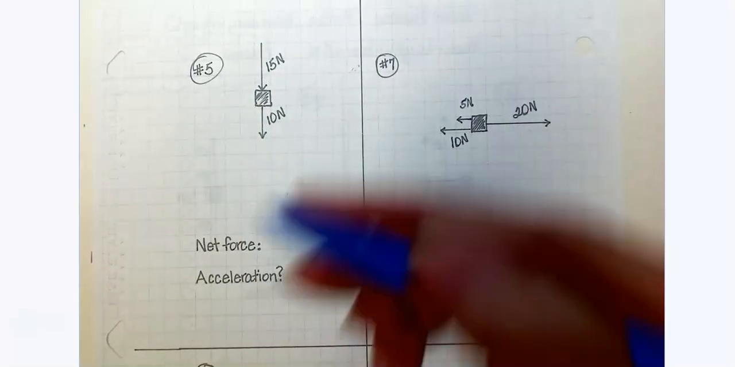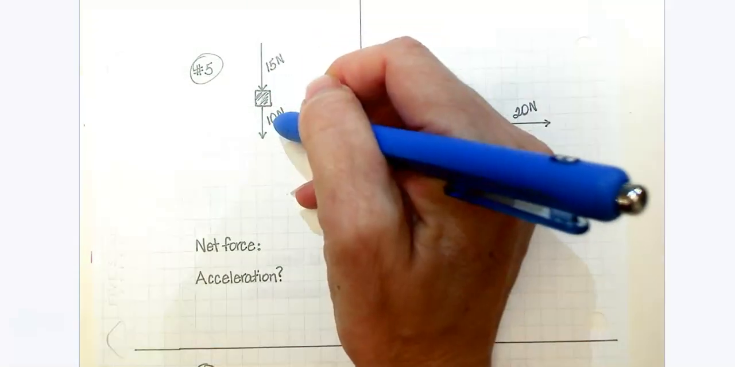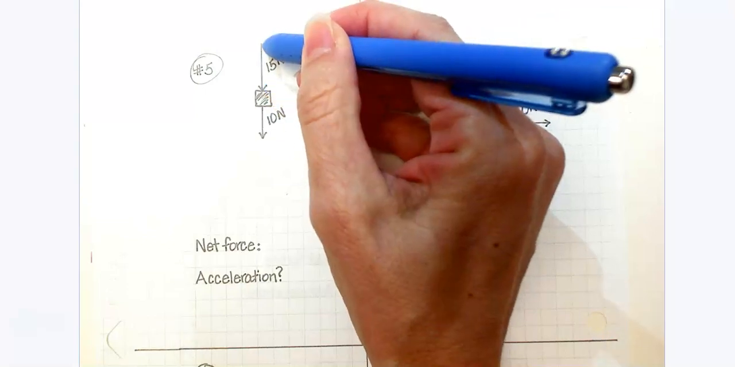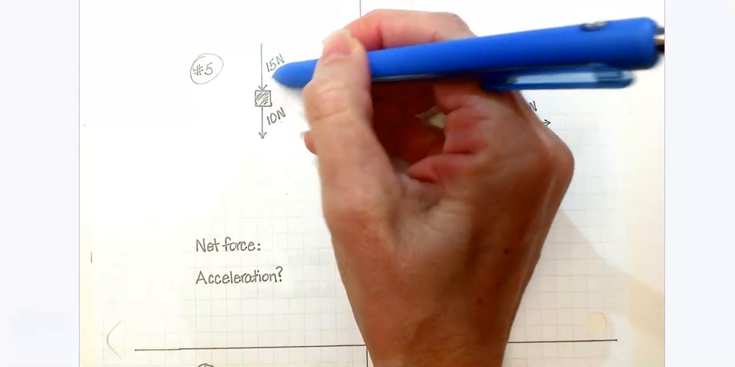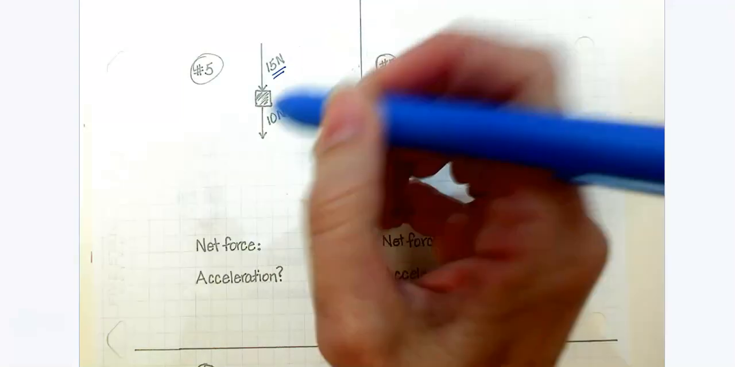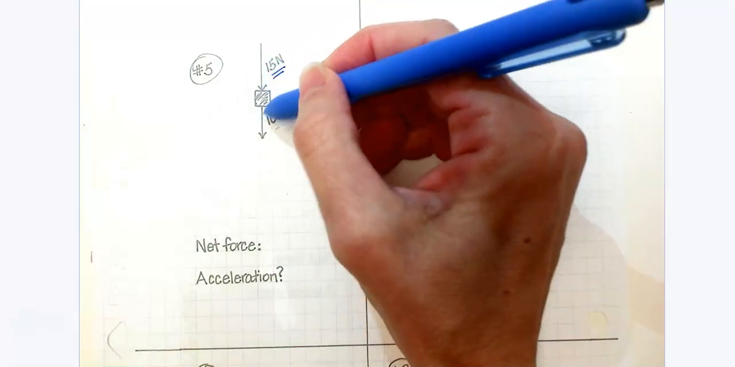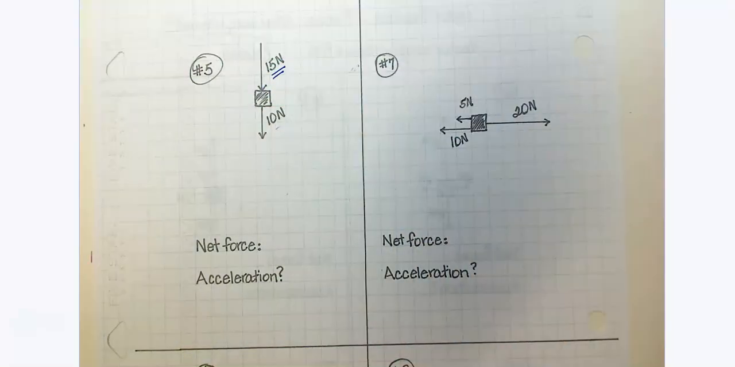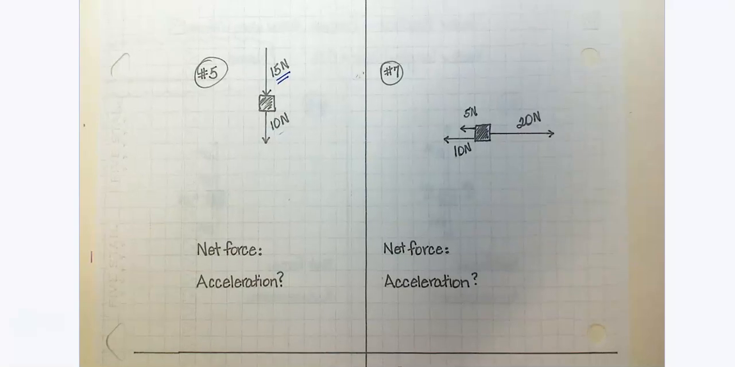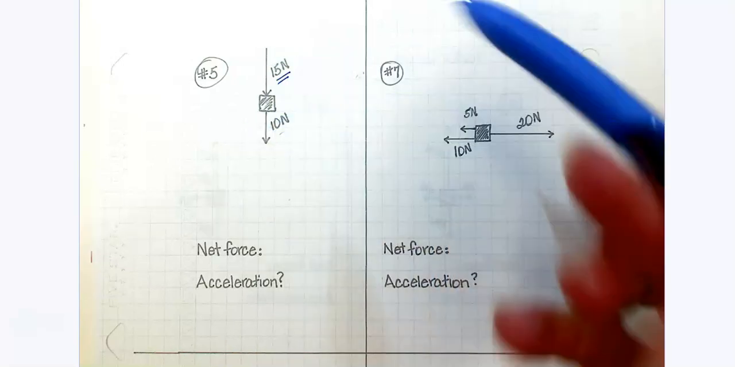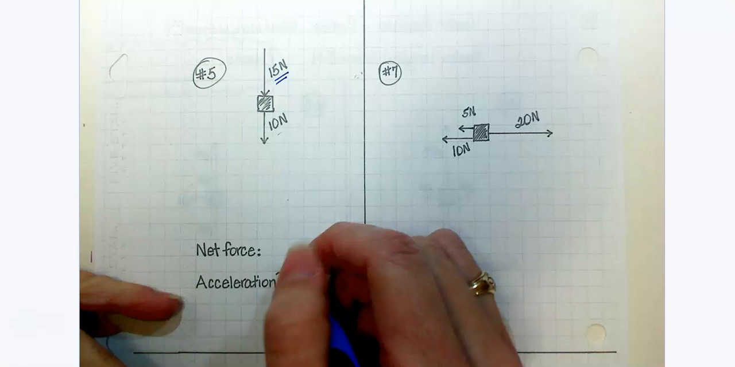Here on number 5, I have two forces. I can think of this one kind of as a push. So somebody maybe is pushing the box down with 15 newtons, and maybe somebody else is pulling the box down with 10 newtons. It's not which side of the box the arrow is that's important. It's which way the arrow points that is important. So this arrow points down. This arrow also points down. So they are oriented in the same direction.